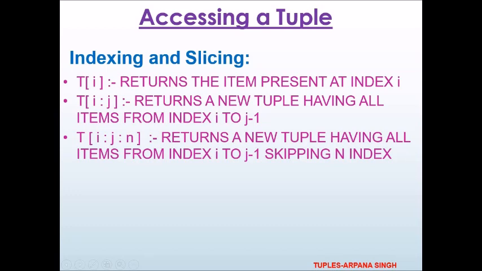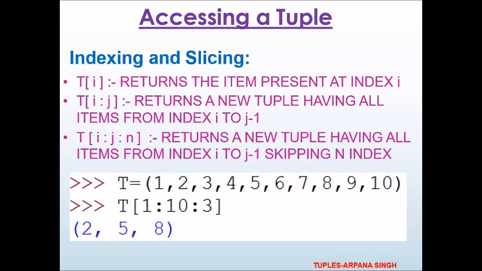Similarly, if you use three integers within square brackets, like here i, j, n, the first element will be the first index, the second integer that you have written within the two colons will be the last element at j minus 1 index, and n will be the skip value. That is, after taking the element at the ith index, the next element will be i plus n, and next will be i plus n plus n, and so on.